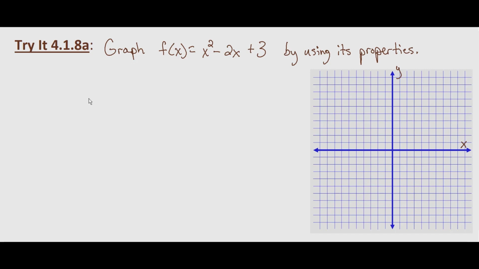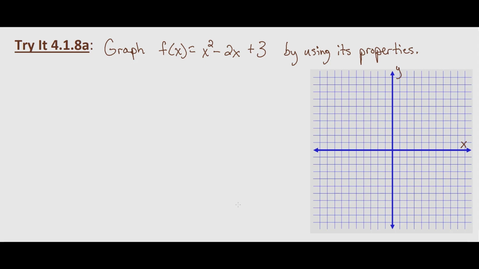So once again, a little more of the same. It's just each quadratic is unique in what its properties reveal. And in this case, we're asked to graph f of x equals x squared minus 2x plus 3 by using its properties. So we'll start off by finding the axis of symmetry.